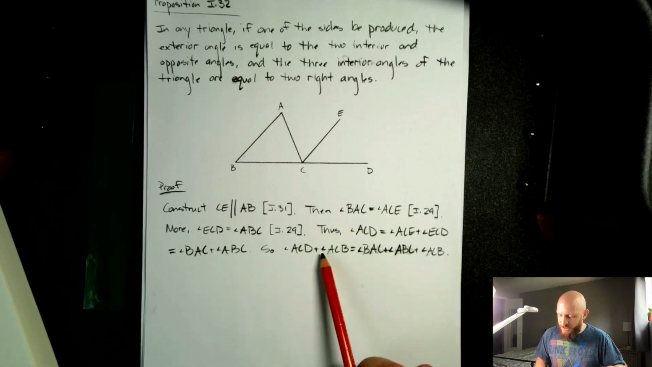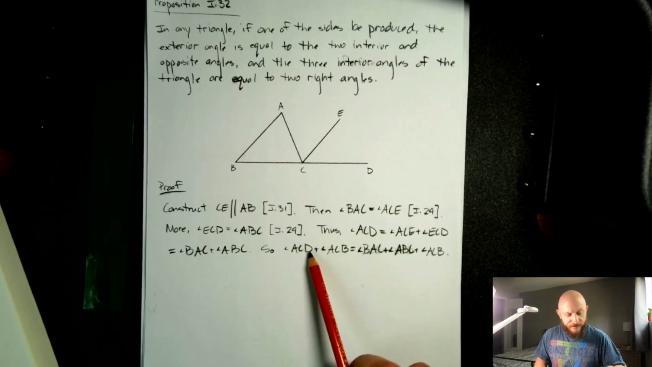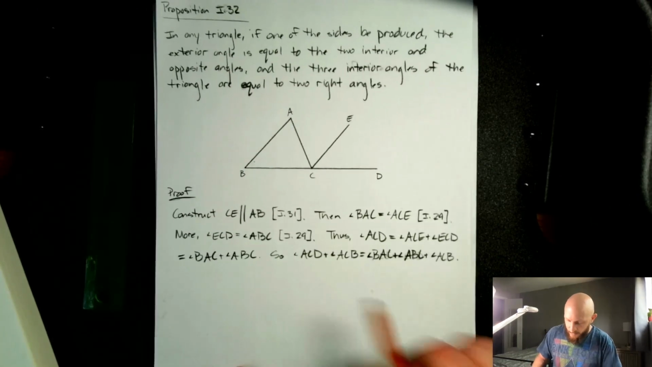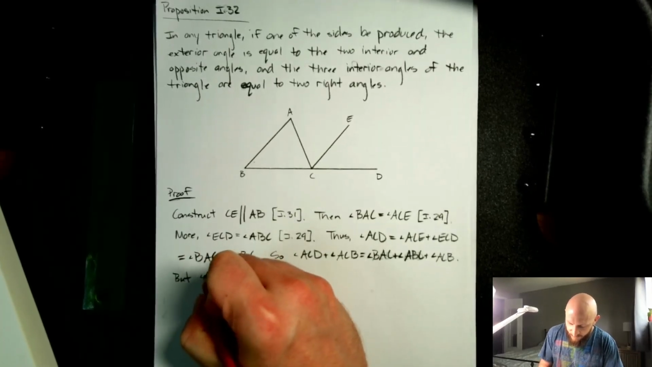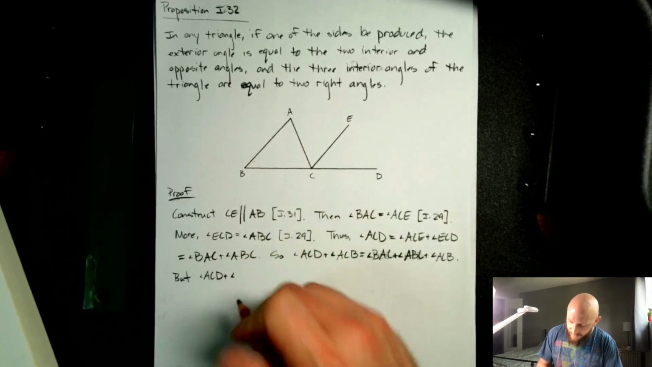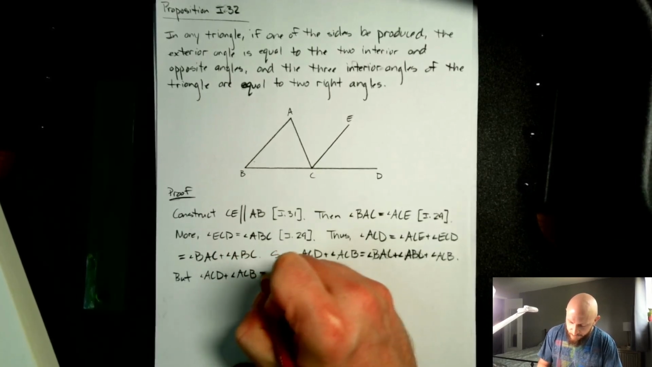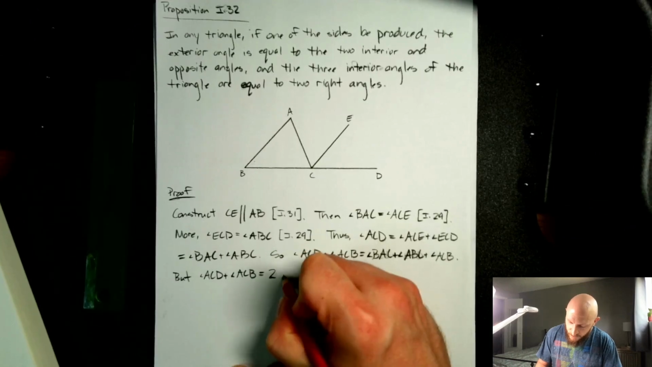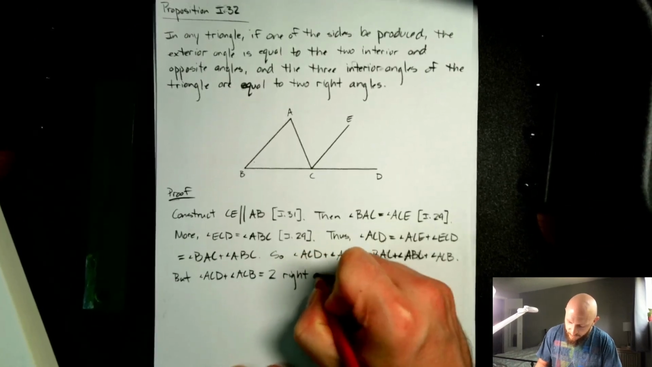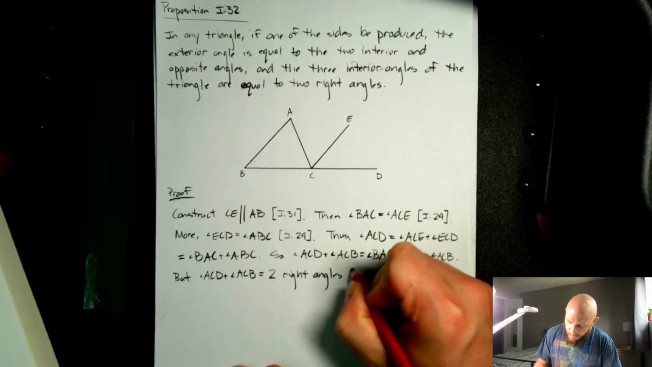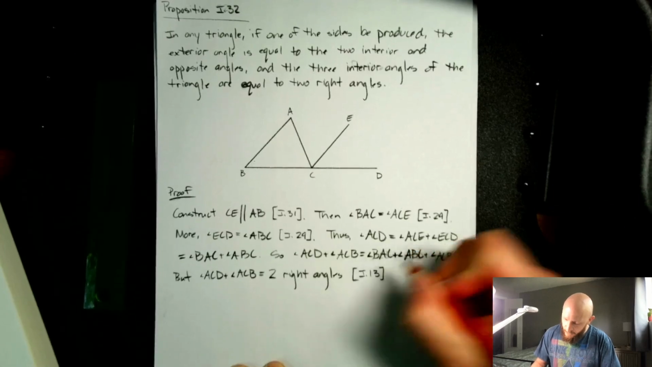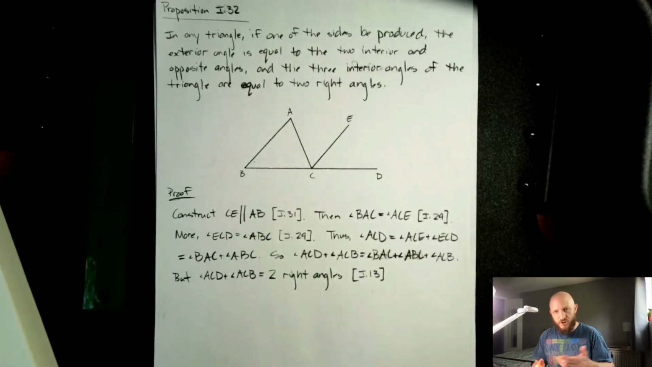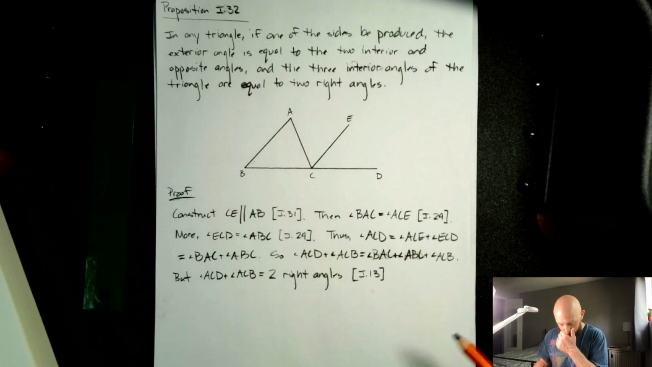But we have a proposition that says something about this left-hand side, ACD plus ACB. Angle ACD plus angle ACB equals 2 right angles. And that comes from Prop 13, which basically says that a straight line is 2 right angles.